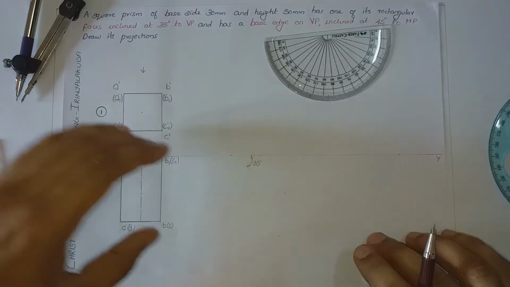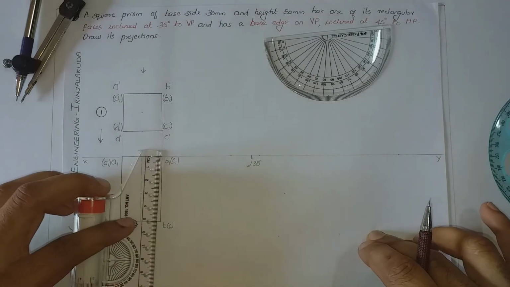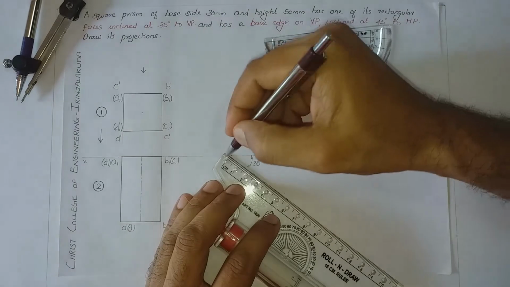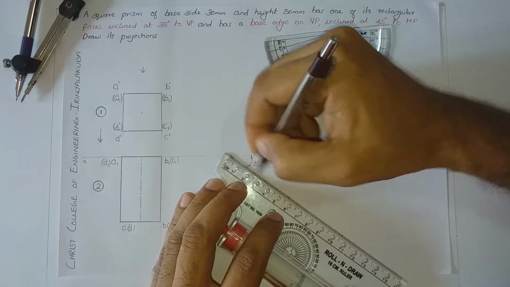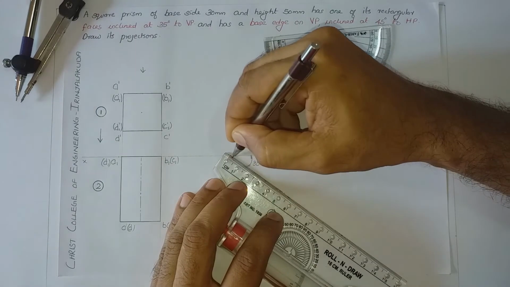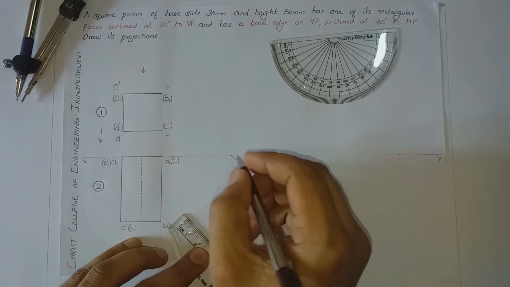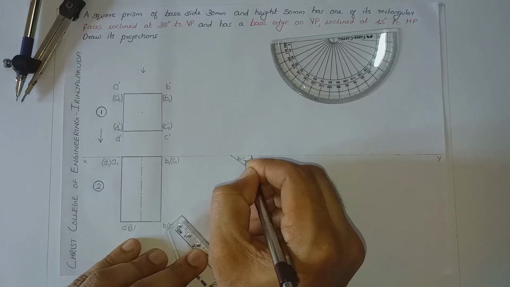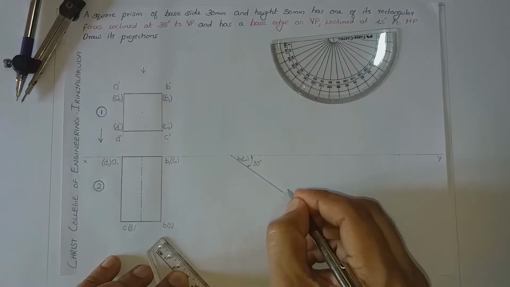Now let us fit this rectangular face to this 35 degree line. Length is the true length itself, 50 mm. So this point is B1, C1. And this point is BC.